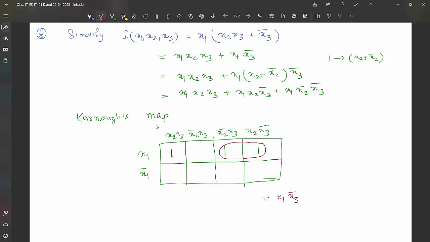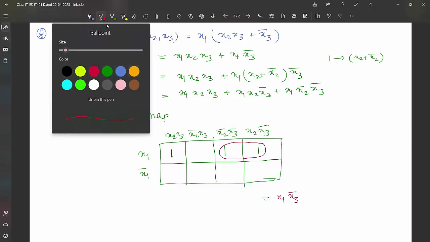Is it okay? Yes, sir. x1, and from these two values, the common value is x3 bar. So we take x1 and x3 bar. After that, you can also make another pair. And what is the other pair?